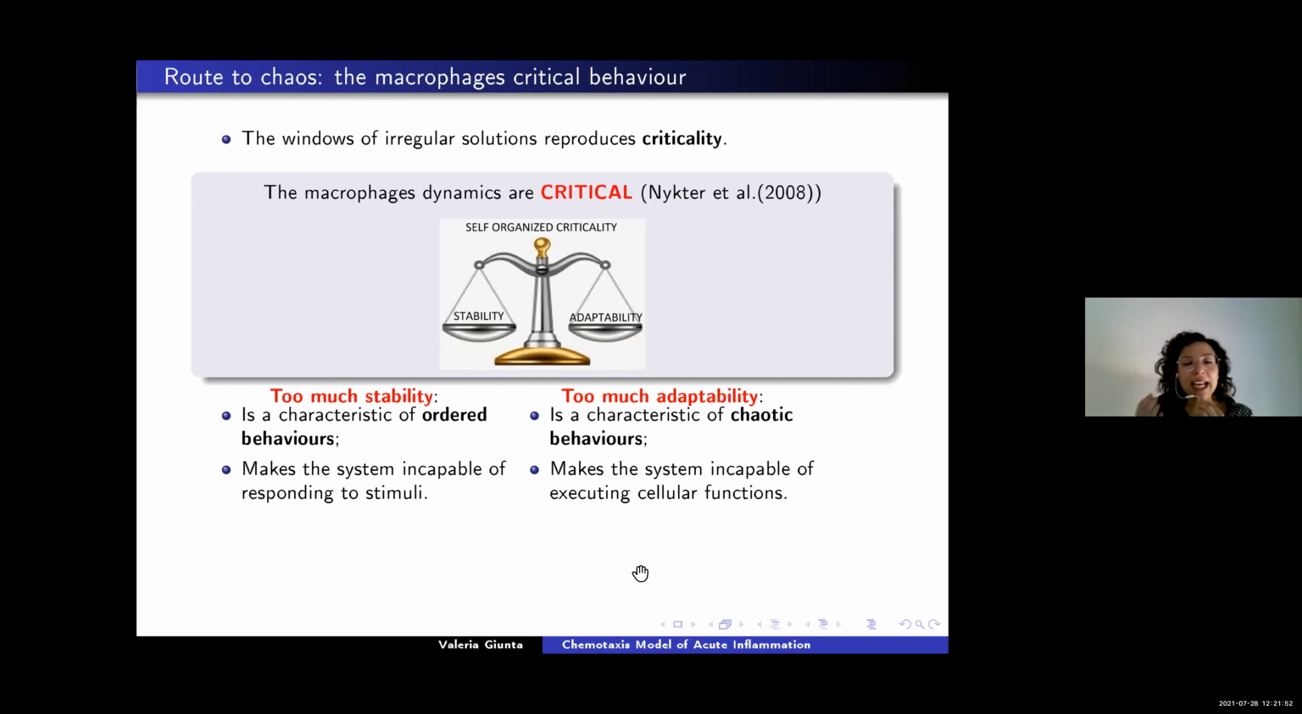A characteristic of critical behavior is the following. When there is a slight change in the environment, the living system shows unexpected, uncontrolled chaotic behaviors. So, windows of irregular behaviors. And our system is able to reproduce these critical dynamics thanks to the inclusion of the activation term for macrophages.